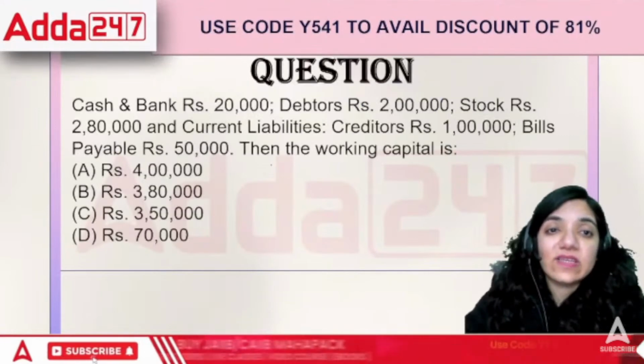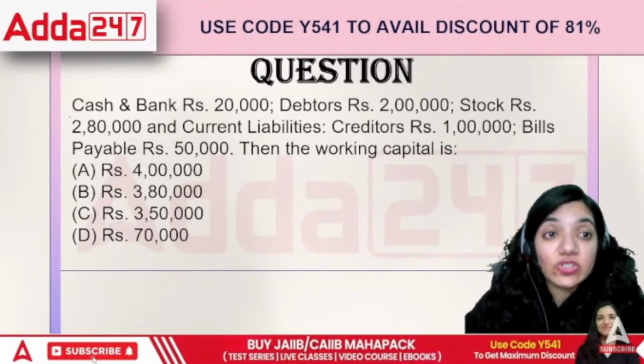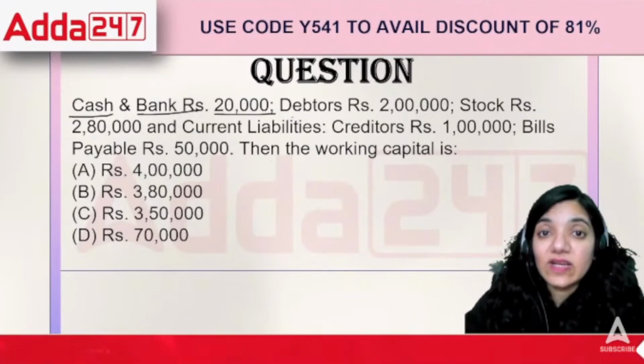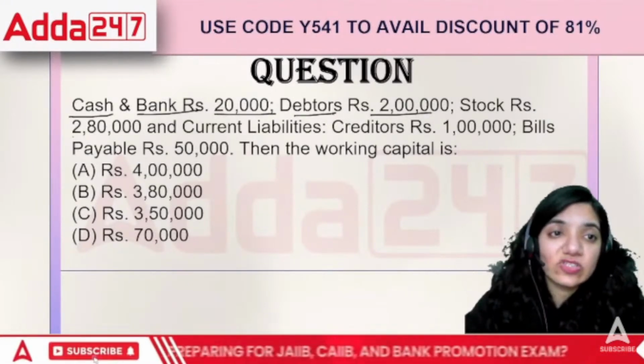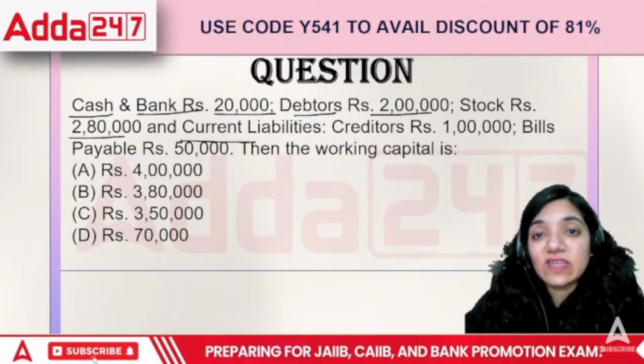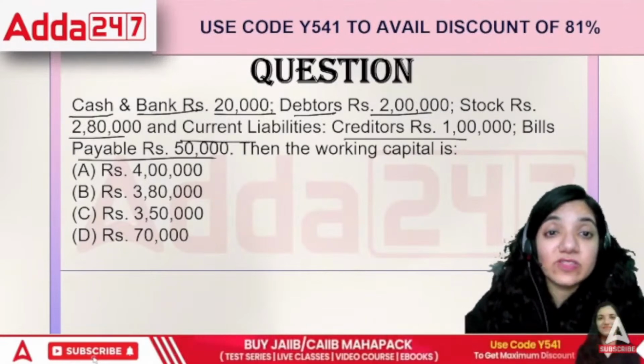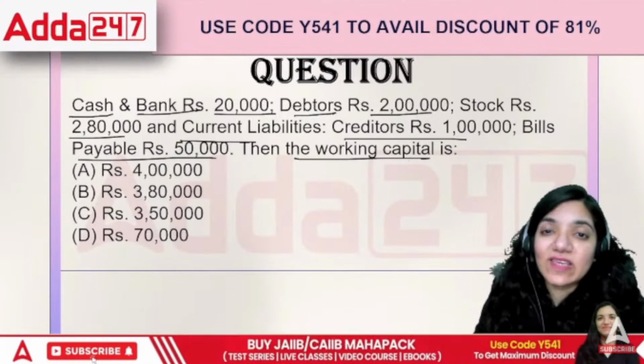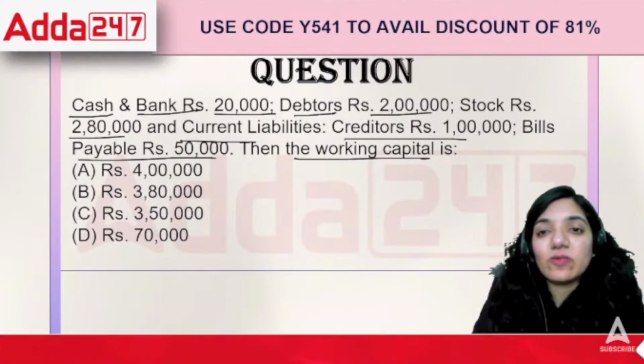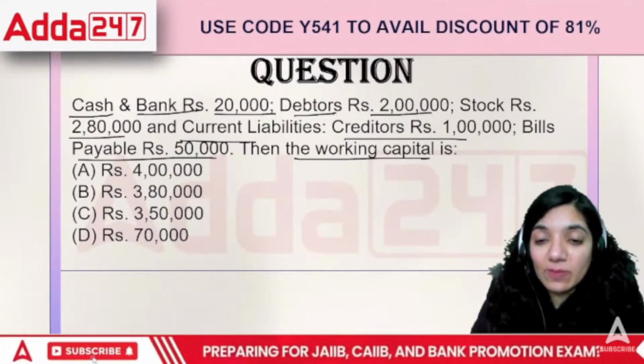Now, the next question. The cash and bank is 20,000. Debtors are 2 lakh. Stock is 2 lakh 80,000. Current liabilities are given: there is a creditor and there's a bills payable. Then what is the value of the working capital, everyone? What is the value that we can record as the working capital?